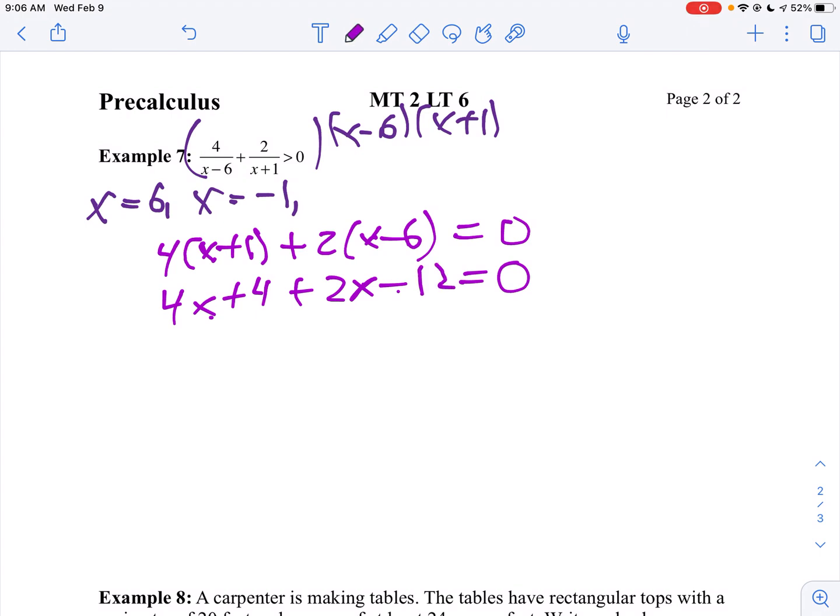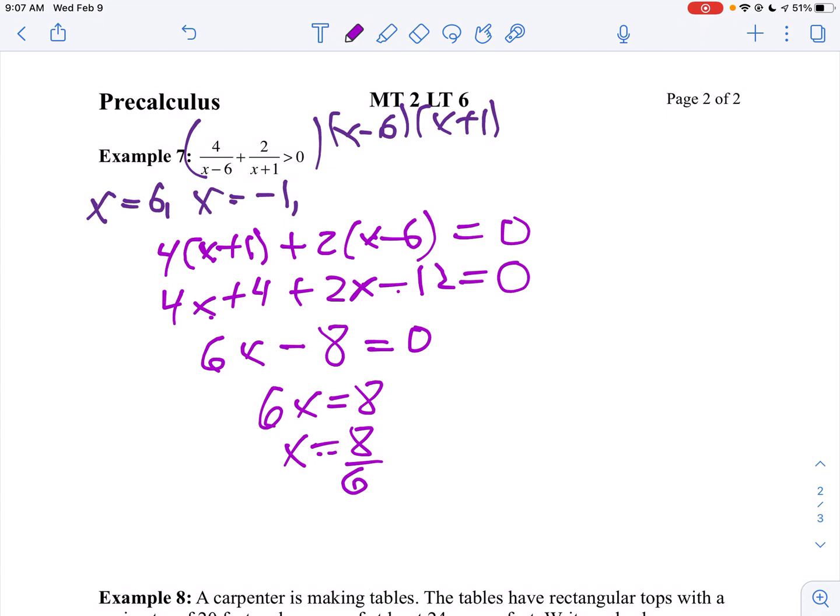And then 4x plus 2x is 6x. And 4 minus 12 is -8. And then I add 8 to both sides, so I get 6x equals 8. Divide both sides by 6. So x is 8/6, or 4/3.